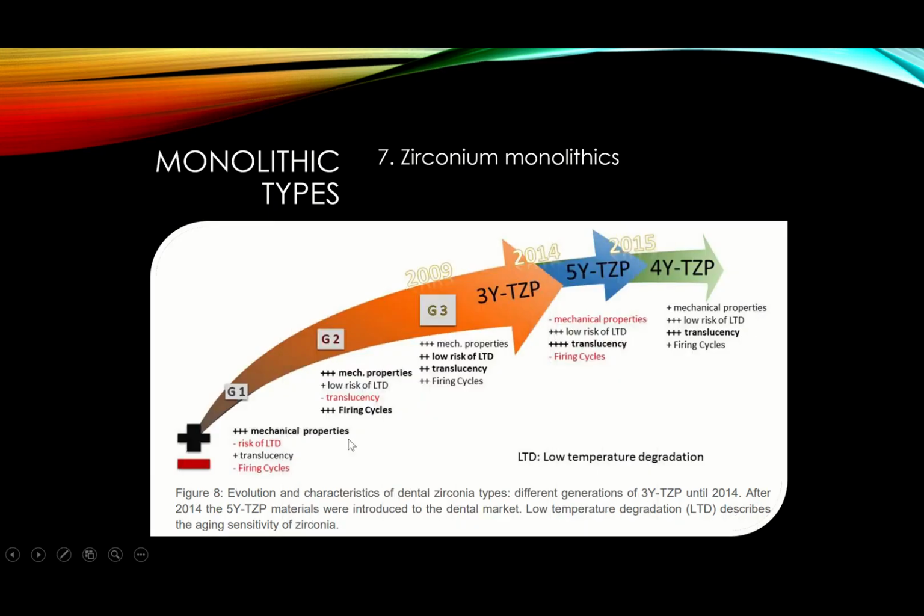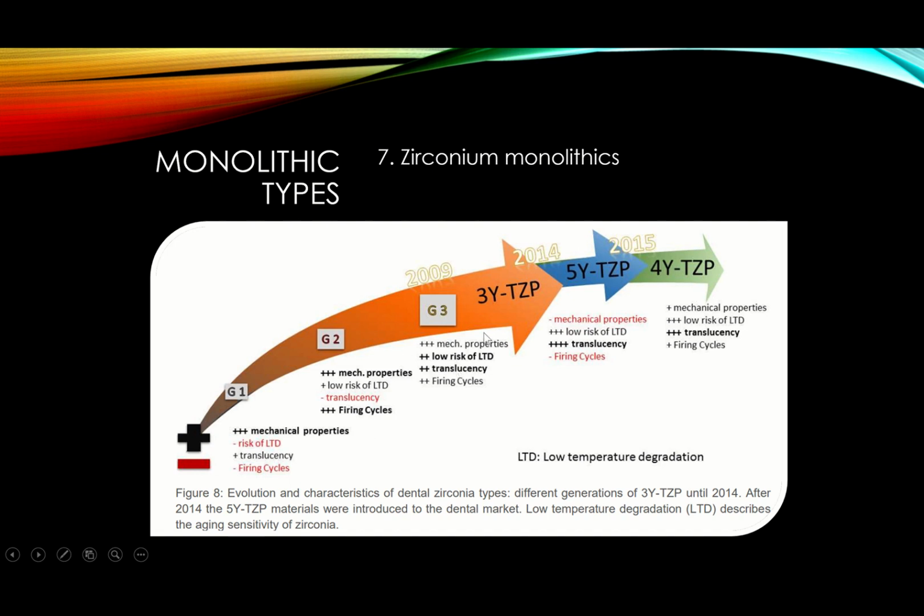Now, this is a chart that became very popular. It's from Ivoclar Vivadent. It shows the generations of zirconia. What I want you to look at here is that up to 2014, we only had 3 yttrium tetragonal stabilized zirconia. All right, we're just going to say 3Y for ease. 3Y tetragonal zirconia, 5Y tetragonal zirconia, 4Y tetragonal zirconia. We're just going to say that.